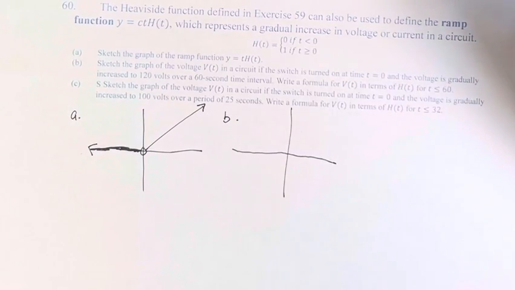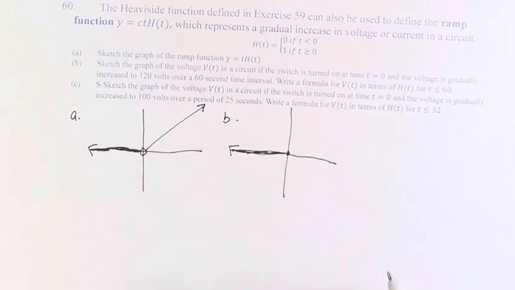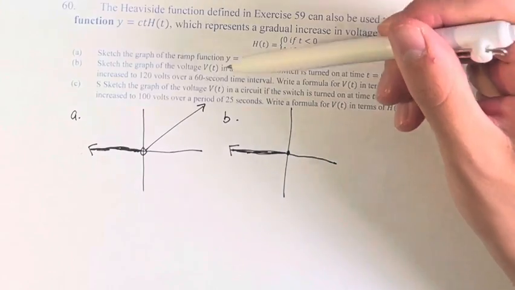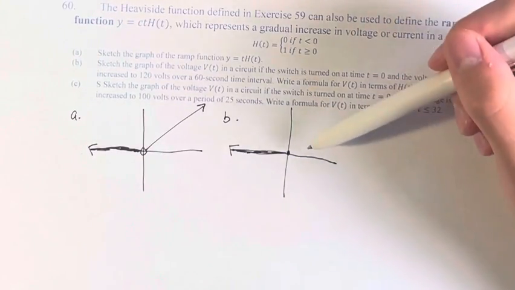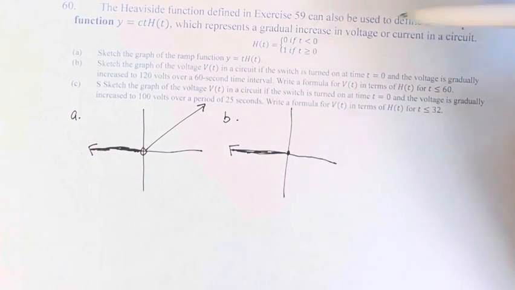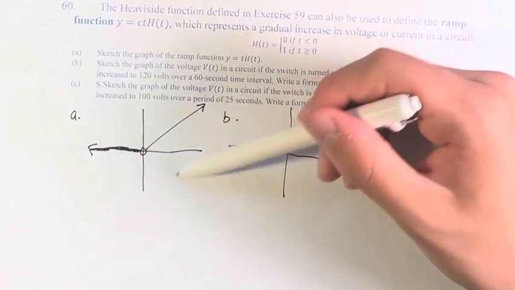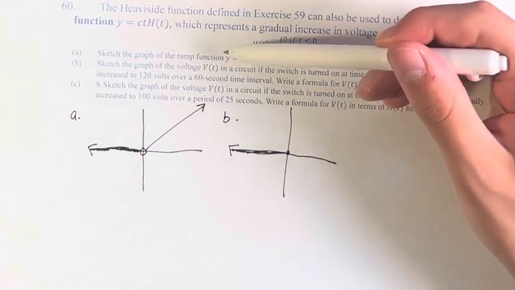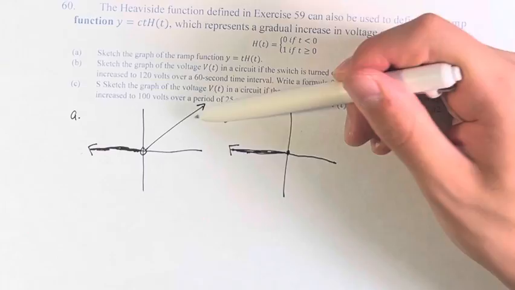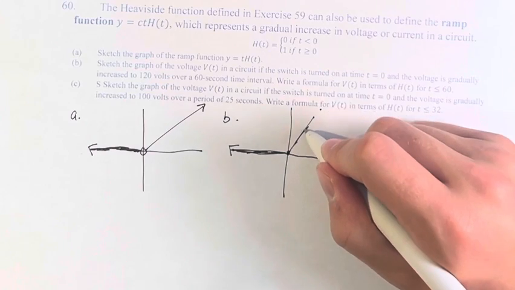In a similar thing, we are starting at 0, so before 0 there's no voltage. So that stays the same. And then the voltage is gradually increased to 120 volts over a 60-second time interval. So this is a little bit different on this side. The increase is greater. Here, y is equal to t times h of t. Like we said, this is y of t on this side. So for 60 seconds in, we'd be at 60. The y value, the voltage, would be 60. However, instead it's twice as much. It's going all the way up to 120. So the slope is twice as much.